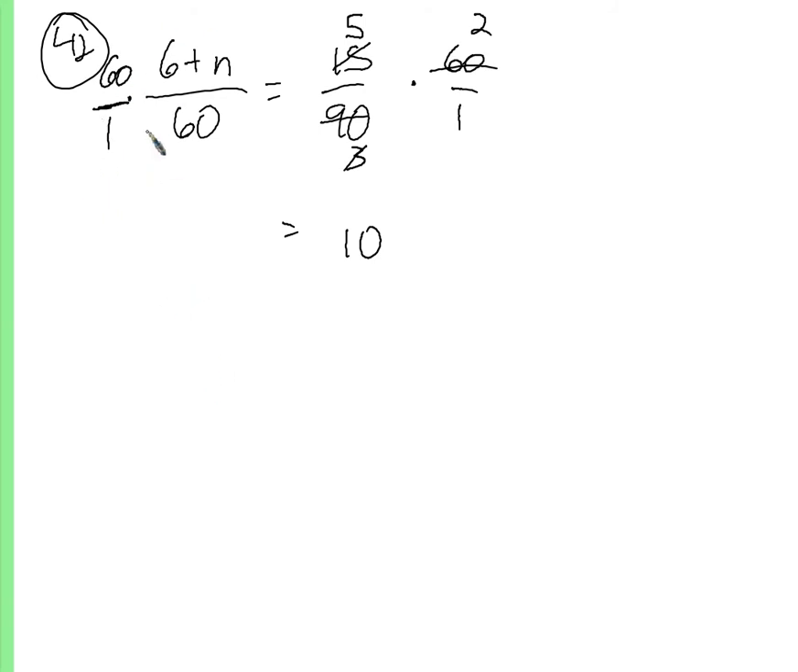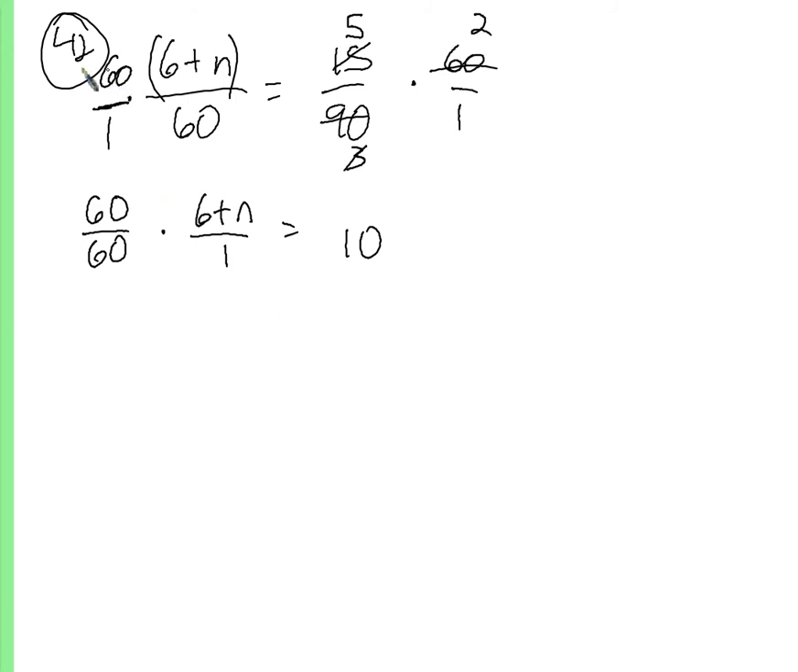I'm just going to rewrite this left side to help you see what happens. How do we multiply fractions again? I'm going to write this as two different fractions, but it's going to be the same result. In the numerator, I have 60 times 6 plus n. So I'm going to write it as 60 over 60 times 6 plus n over 1. Okay. I rewrote it. It looks different. But is it equal to the same thing?